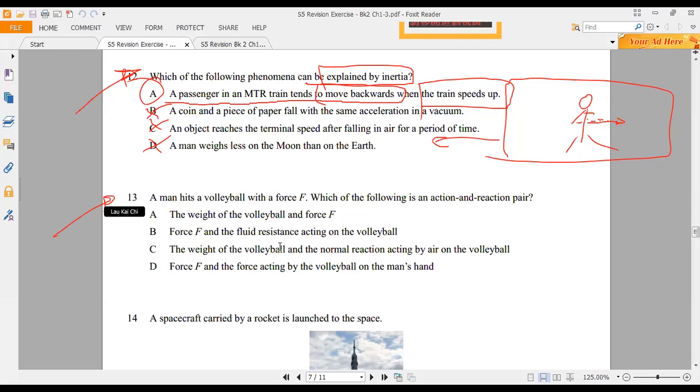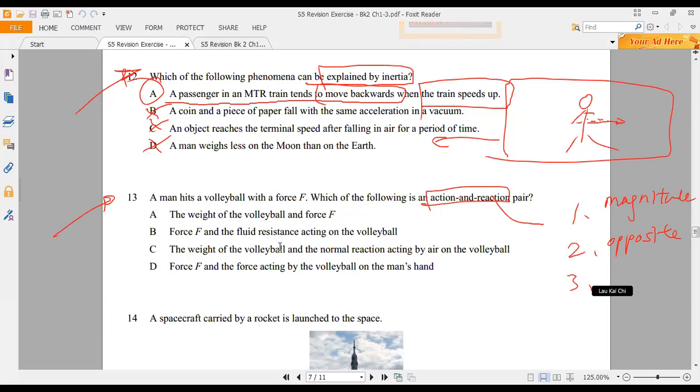And question 13 is the question asking action reaction pair. When you think about that, always remember the three keys. They have the same magnitude, right? Secondly, opposite direction. Number 3, on each other. They should be involving two objects, and the ball would be like having to be like acting on each other.